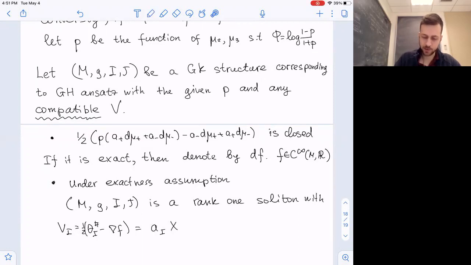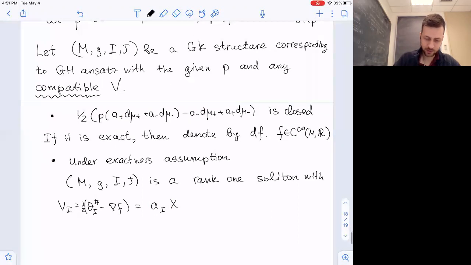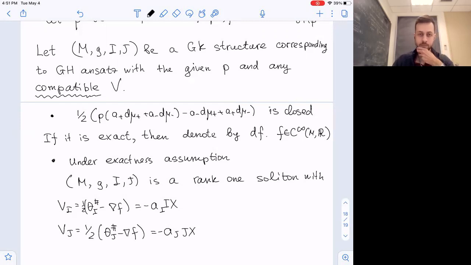So again, Ai can be computed backwards from A plus and A minus, from these two constants. I don't want to mess up with all these constants and signs. So I'll just write this as, and Vj, 1/2 theta j sharp minus grad f, which will be the same as Aj. Sorry, yeah, I meant to put negative Jx. Okay.